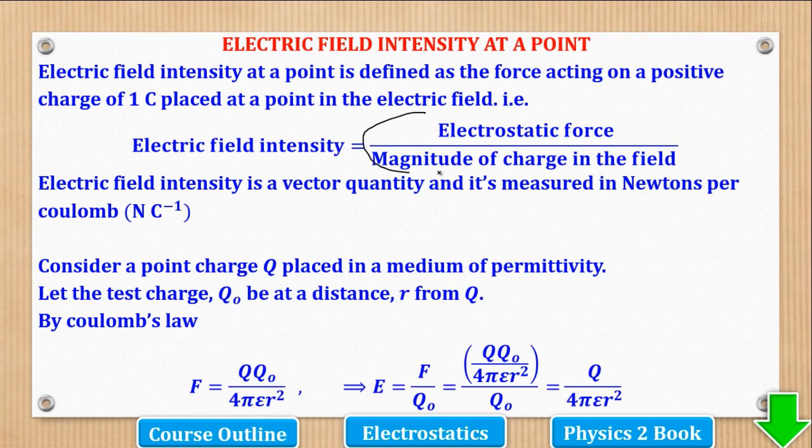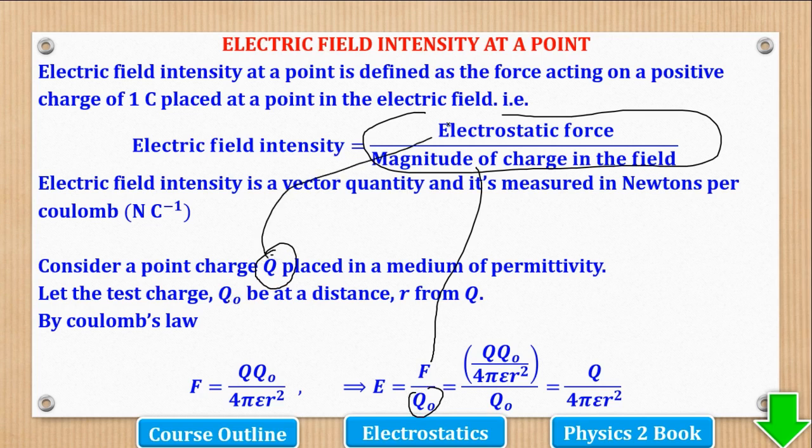But we already know that electric field intensity is equal to force over magnitude of charge. So it will be force over the charge in that field. Note that we're using Q naught and not Q, because Q is the one creating the field, and Q naught is the charge in that field. For this case, we are not using 1, but at the end we shall make it 1 by dividing. So that is why we are dividing by Q naught.